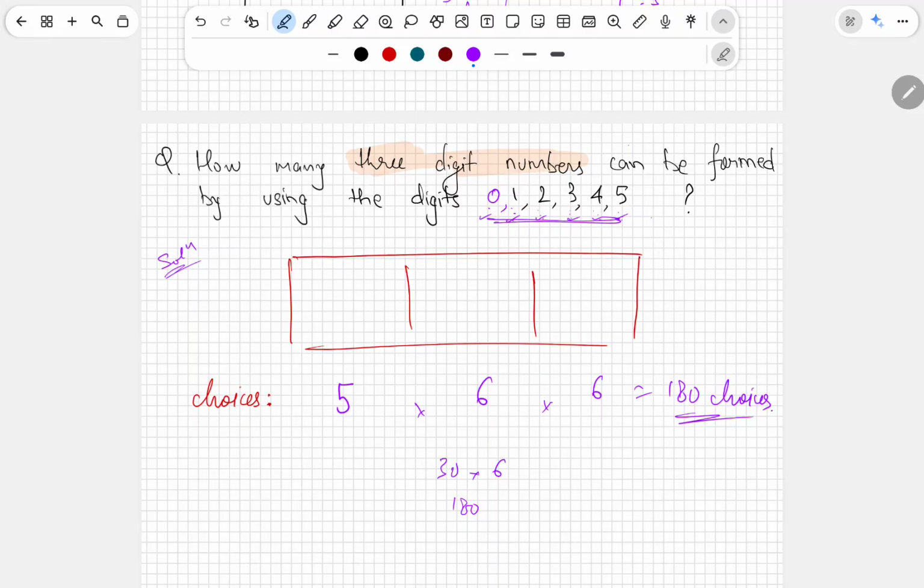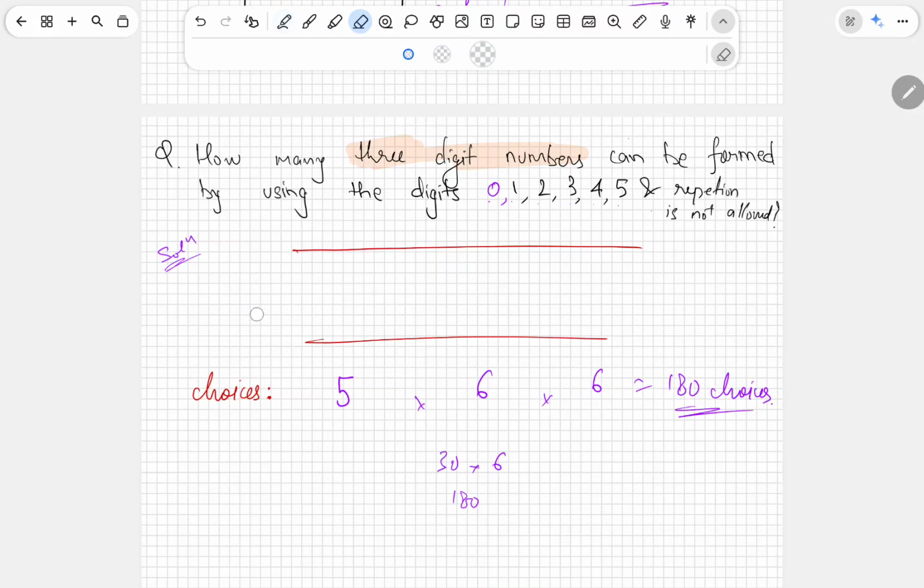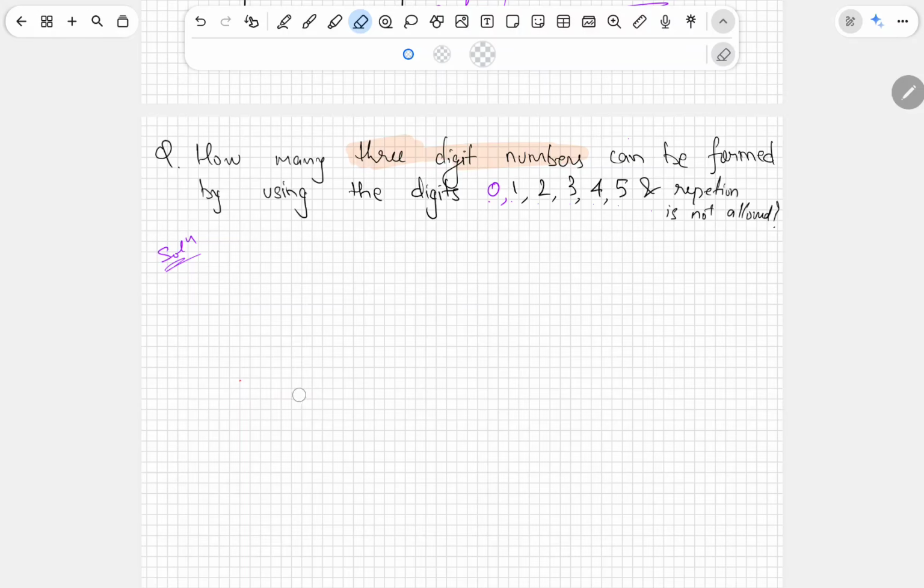Now I'll introduce a different concept with the help of the same question. Now in the different question, what will I say? The question says the digits are 0, 1, 2, 3, 4, 5 and repetition is not allowed. Now most children fear this type of question. I'll say don't fear it. Just give me 4 minutes and I'll explain how to solve such questions.